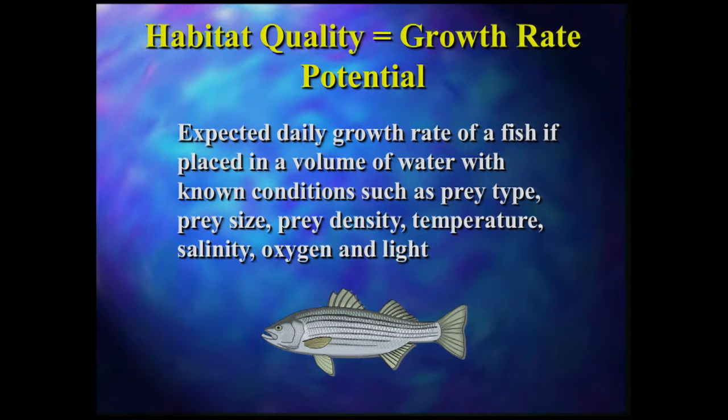I'm going to define habitat quality specifically as a measure of the growth rate potential of a fish. Growth rate potential is simply defined as: if I put a fish in a body of water and it has known characteristics of, let's say, food and temperature and so forth, how quickly would that fish grow? It's a measure of habitat quality from the perspective of that fish.